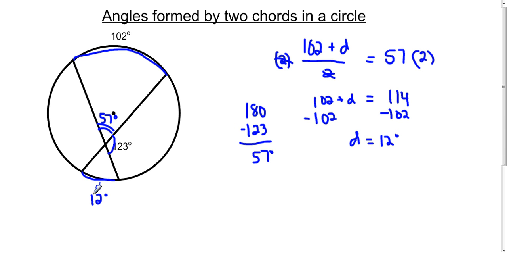Okay, and so halfway between 102 and 12 degrees is 57 degrees. So this one is also 57. All right, and that's the basics of two angles formed by two chords in a circle.